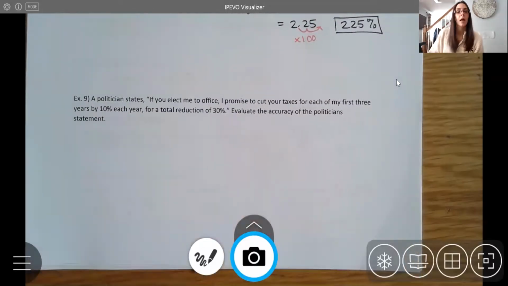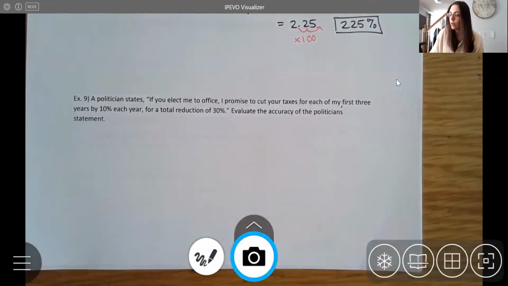All right, another example. So a politician states that if you elect me to office, I promise to cut your taxes for each of my first 3 years by 10% each year for a total reduction of 30%. Evaluate the accuracy of the politician's statements.